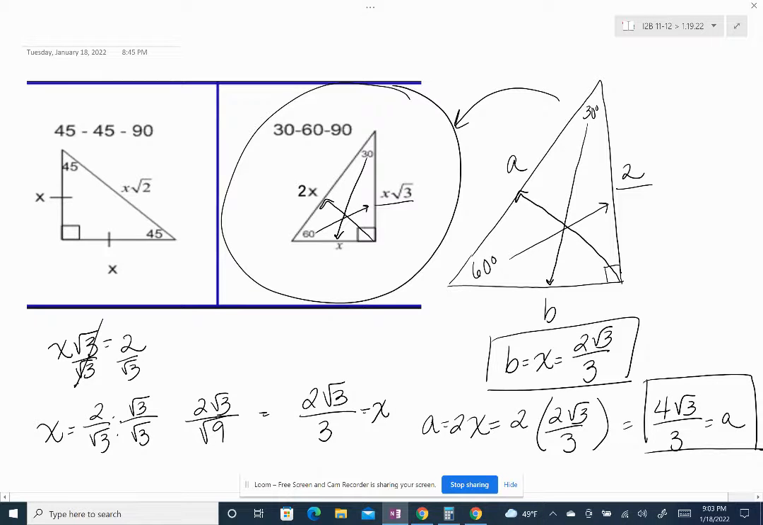Perfect. And so that covers our 30, 60, 90, how you would approach it, how you'd recognize it, and how you would solve for the different variables.